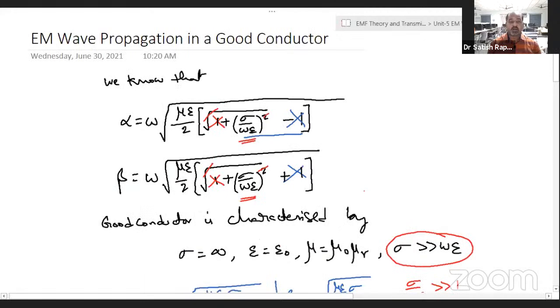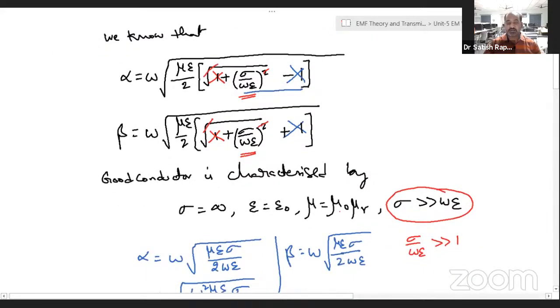In a similar way, a good conducting media can be defined directly from the expressions of alpha and beta, right? So here the good conductor characteristics are: sigma is equal to infinite for a good conductor, while for both lossy dielectric and good conductor, sigma is not equal to 0, right? Sigma not equal to 0.